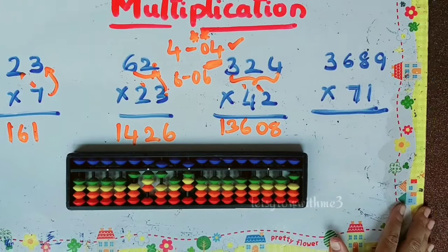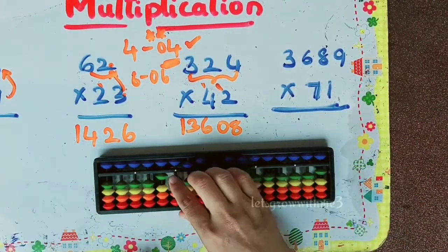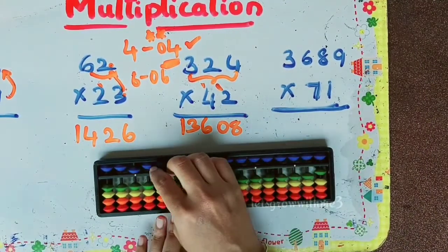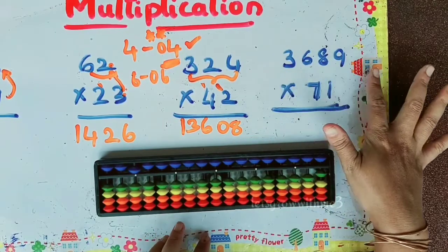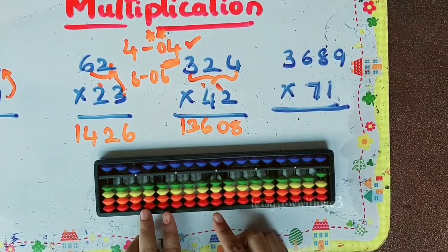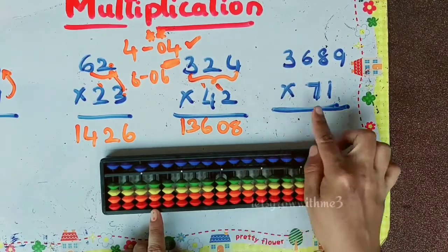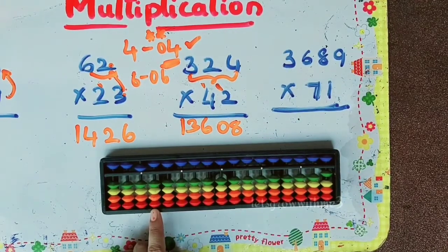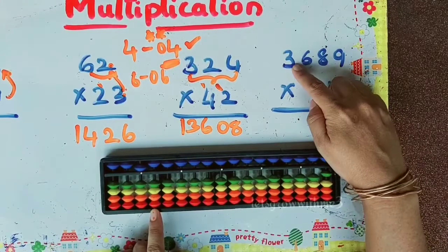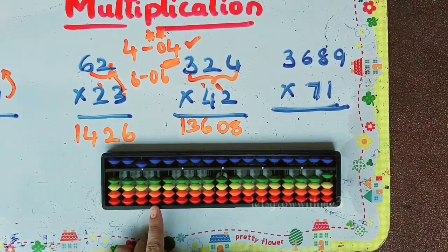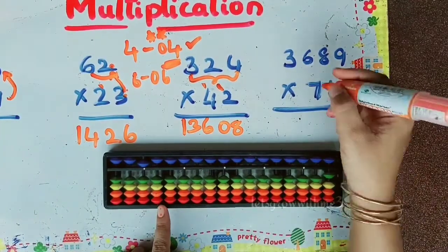Okay, so the next question: 3689 times 71. Again here, 7 3s are 21. But how many digits we need to consider? I mean, how many rods we need to consider? 4 plus 2, which is 6. So from here we will start. So 7 3s are 21.